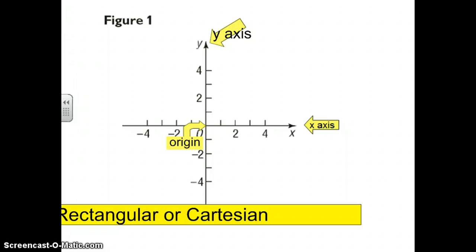The first thing you need to know is how to plot a point. So if I give you the point (3, 4), this is the x distance, which is moving left and right. This is the y distance, which is moving up and down, and this is called a coordinate point. So I'm going to move 3 units to the right, and then 4 units up, and place a point.